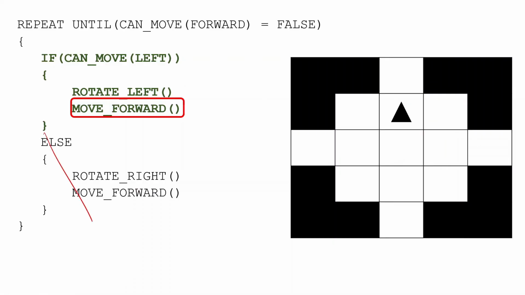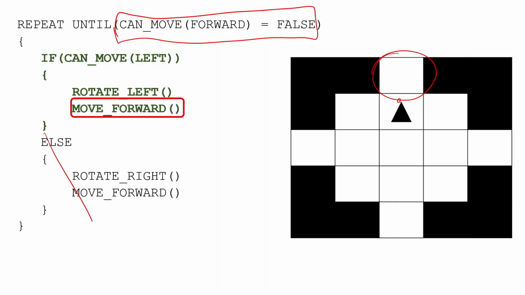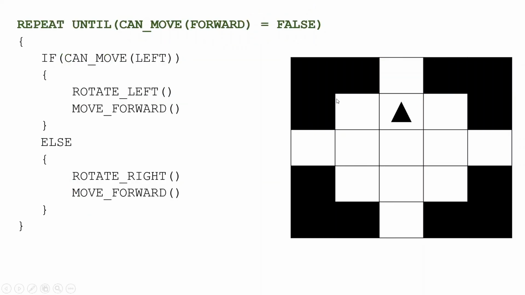My else statement gets skipped. And I go back up and I ask this question. Remember, the question was, are you able to move forward? Can you move forward? Yes, I can, because right now the direction I am facing is open. So that means I am going to run this loop again.